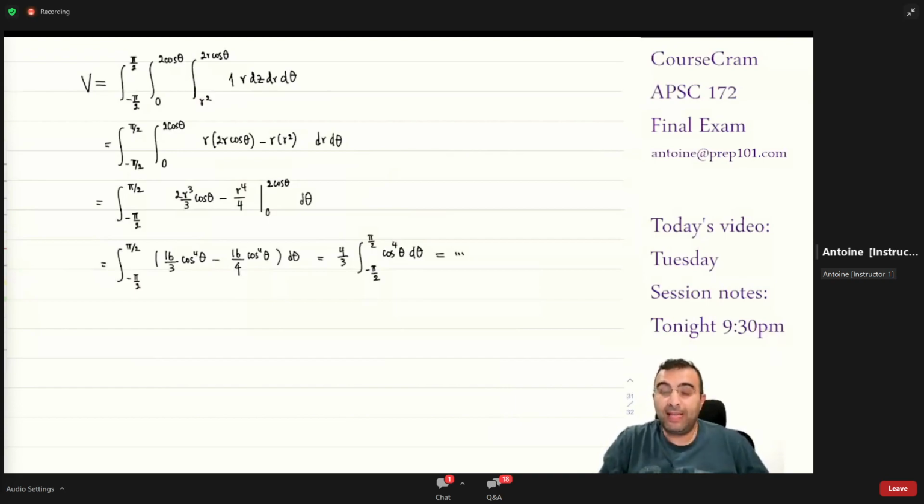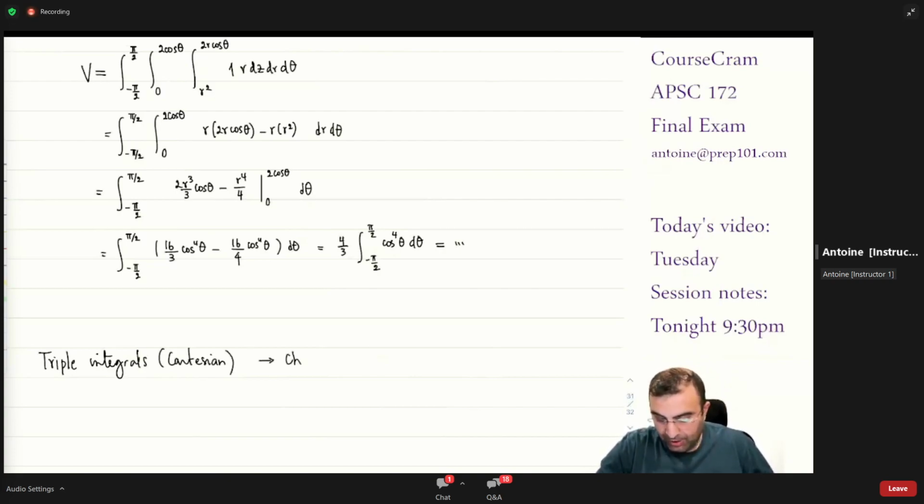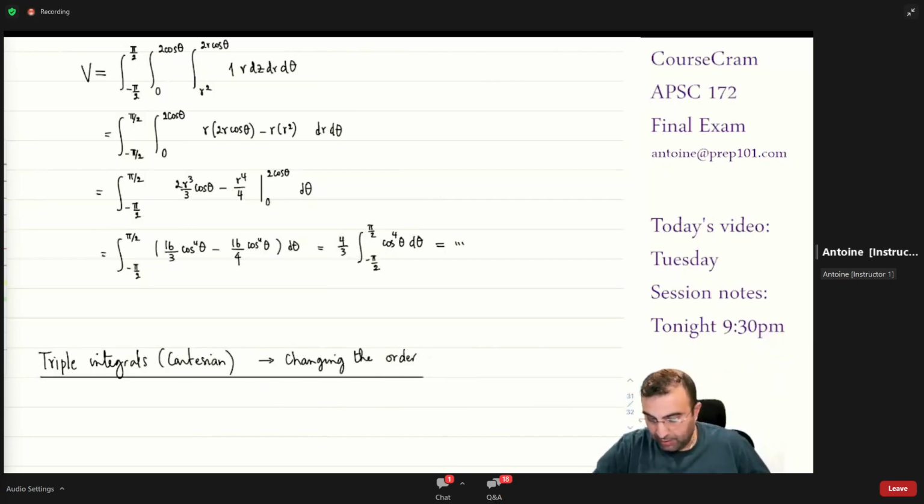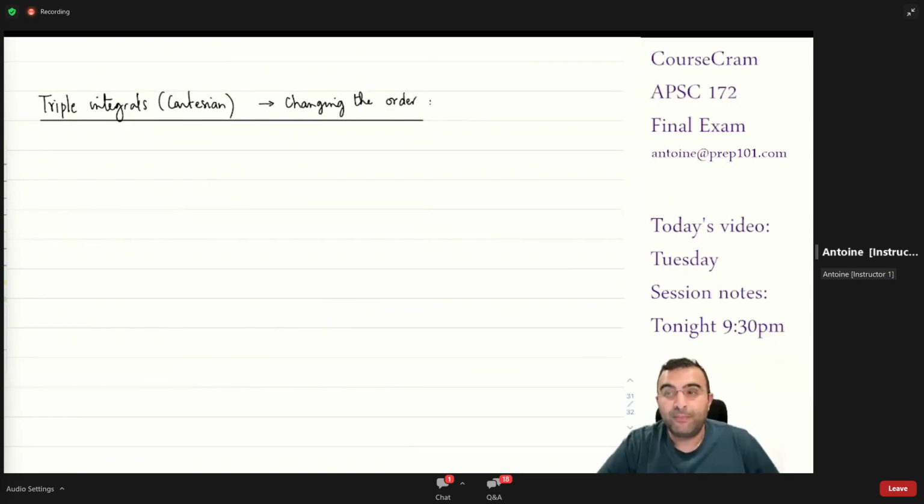So that leaves us with triple integrals and changing bounds. The last thing that we haven't done is triple integrals in Cartesian, of course, with respect to changing bounds, changing the order. That's a little bit annoying, but again, we're going to do as many problems as we can to make it less and less annoying.